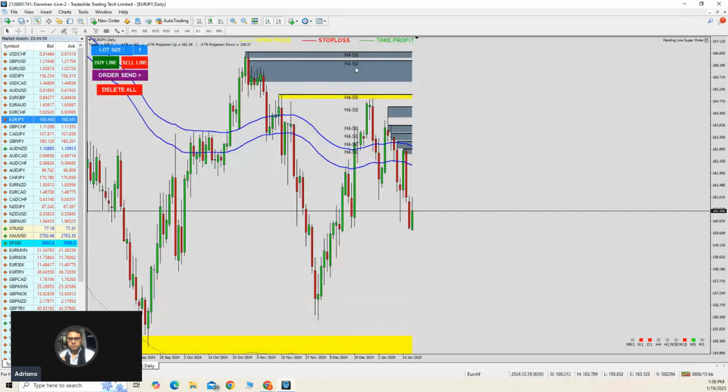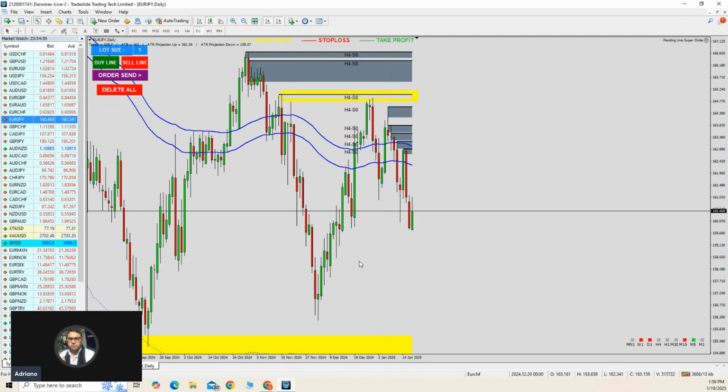Euro JPY, you can see this is a small zone here, H4 zone. The market dropped, came back up, got inside of the zone and dropped. Like the risk here was about 55 pips, but you could make like 300, 400 pips.